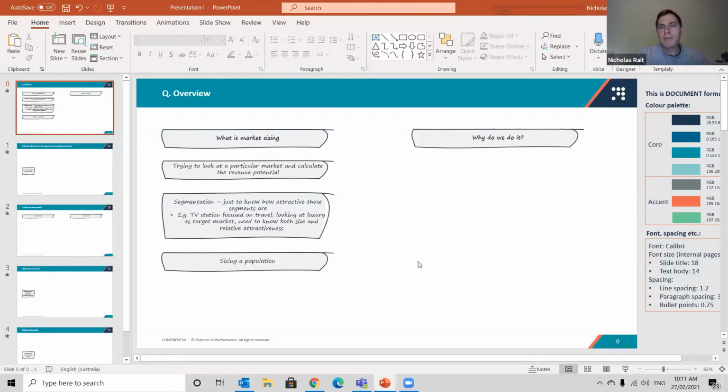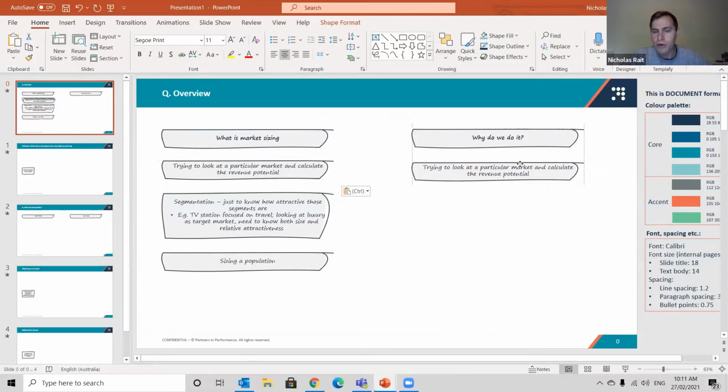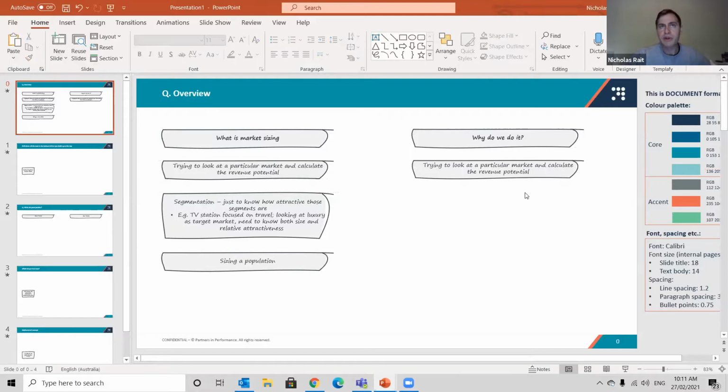So I guess the other part of the question I'd ask is, when we talk about why we do these questions, I think we've already touched on it. You're looking to calculate revenue potential, but why in a consulting job would you look at that? What's the particular work context where you want to look at sizing the market?